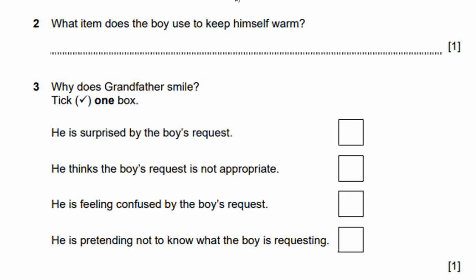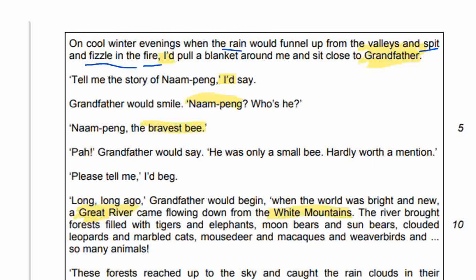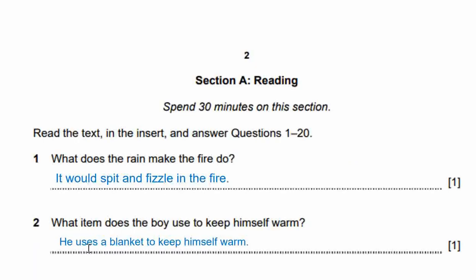What item does the boy use to keep himself warm? So important word, warm. What item? That is the question. Let's see the text. Let's resume. Now the boy said, pull a blanket around me and sit close to grandfather. So what item does he use to keep himself warm? A blanket. That will be our answer. However, if you have any other options, you can write in the comment section and we can clarify it for you if you're doubtful. And type your comment in Susan Hira YouTube channel.